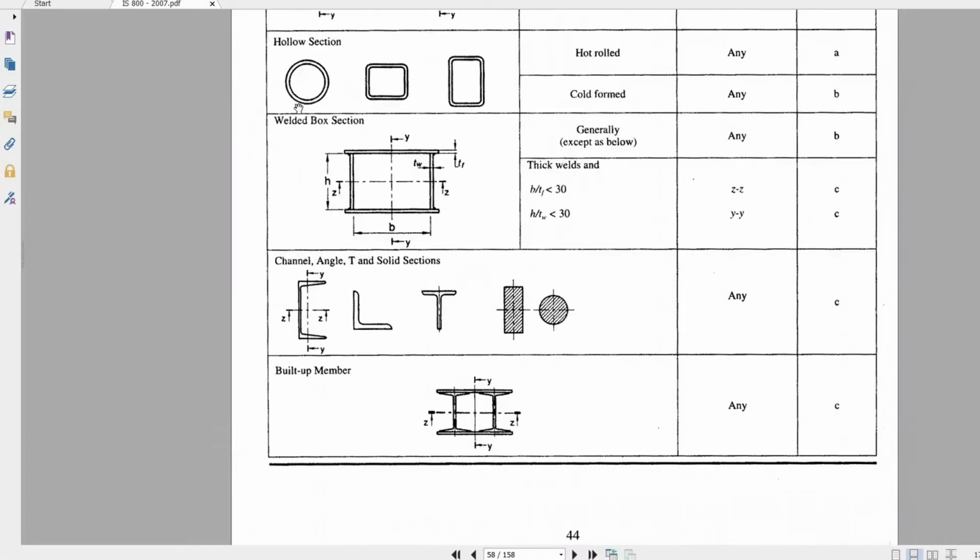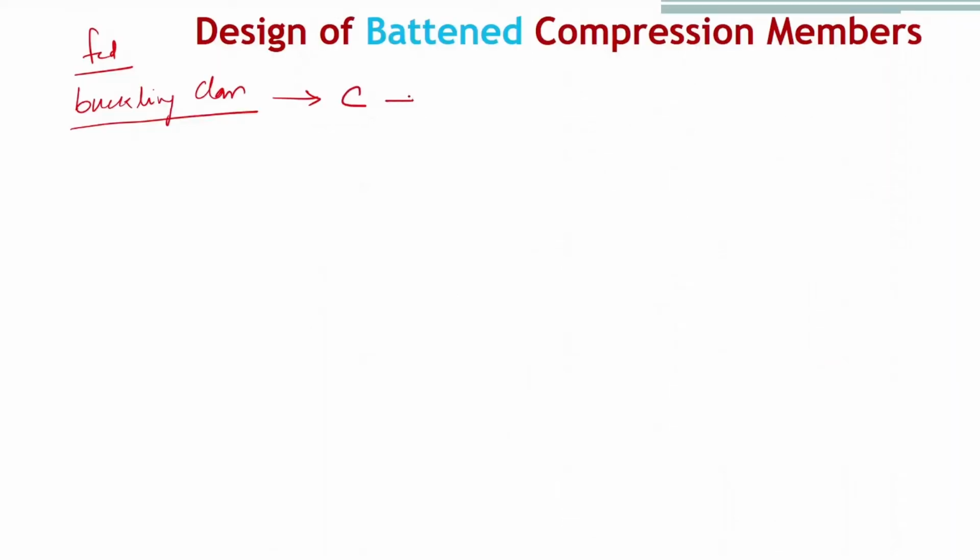Now let's calculate the FCD for the chosen section. For calculating FCD, you need to know its buckling class. What is the buckling class for built-up section? If you refer IS 800 2007, on page number 44, table number 10, we have for built-up section. For built-up section, the buckling class is C. So buckling class is C. That means you need to refer table 9C to determine the design compressive stress.